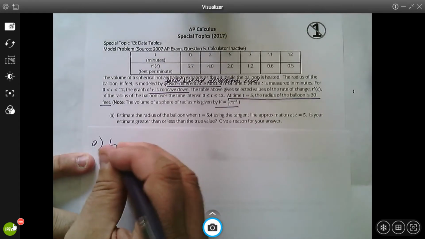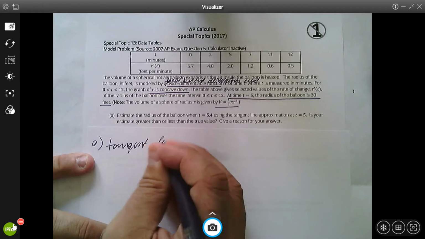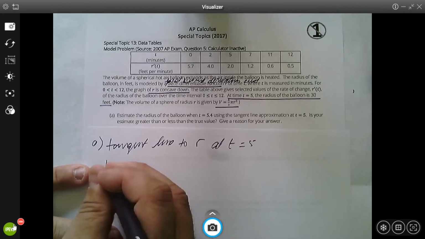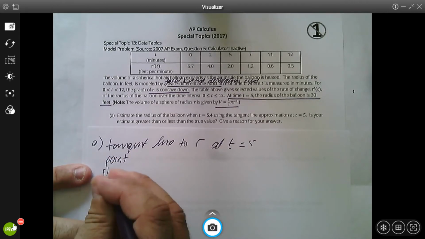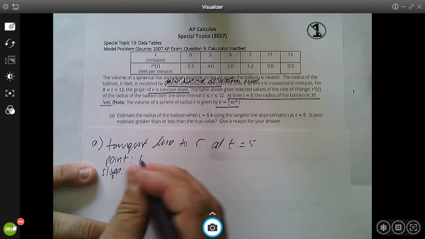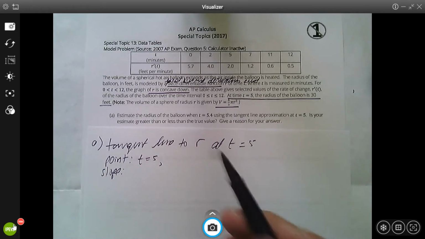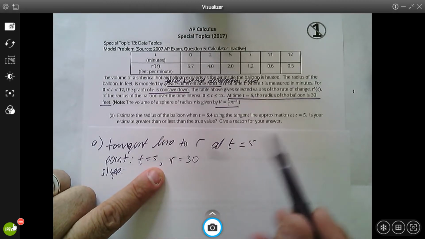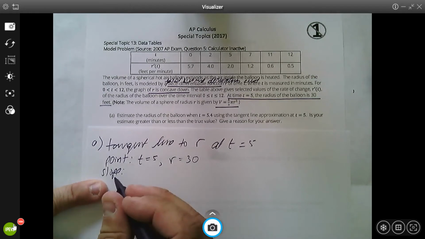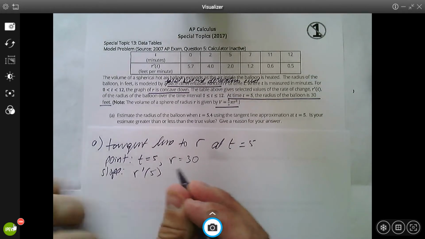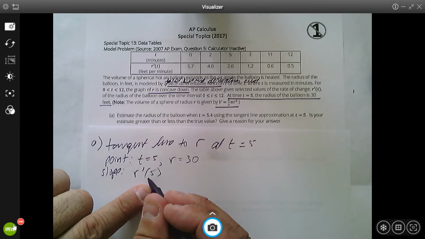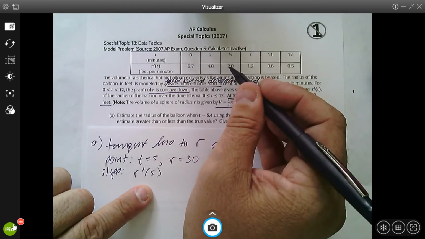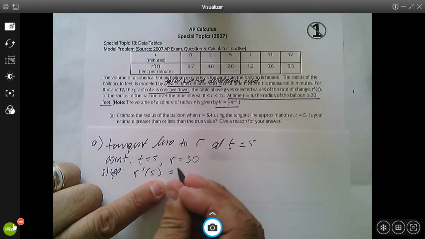Okay, so tangent line to r at time t equals 5. Well, you know we need a point and we need a slope. At t equals 5, do we know what the radius is? Yeah, we know that the radius is equal to 30. What's the slope? Well, the slope is going to be the derivative of the function at time 5. I can go to my data table. When t is equal to 5, r prime is equal to 2.0.